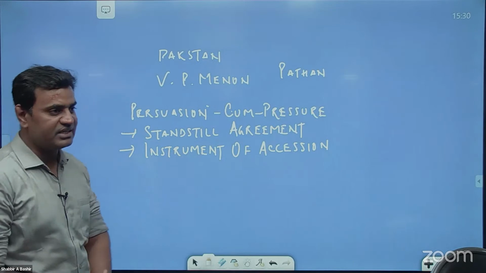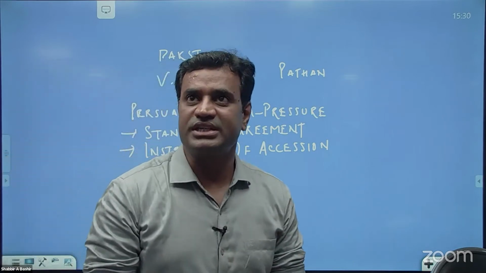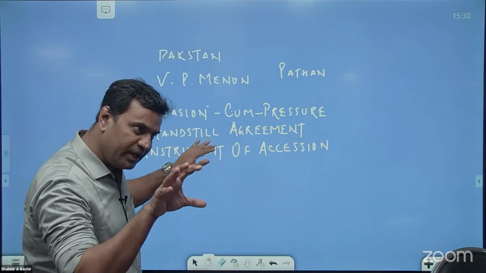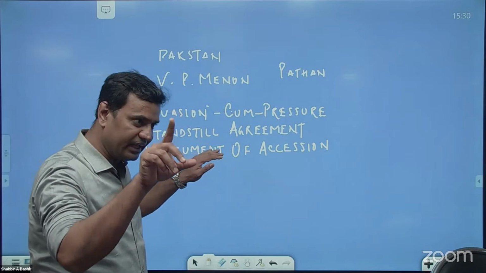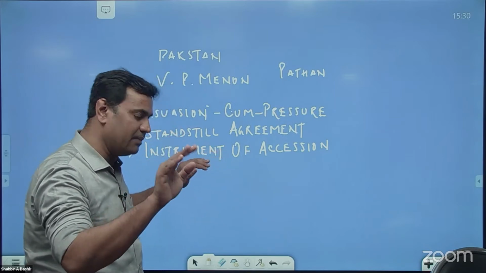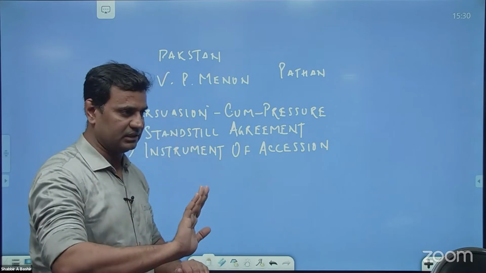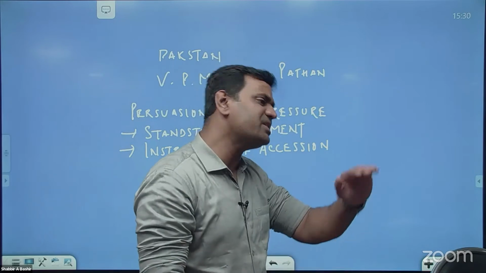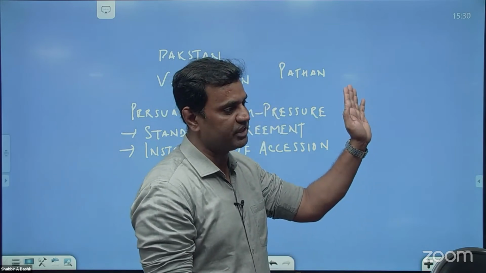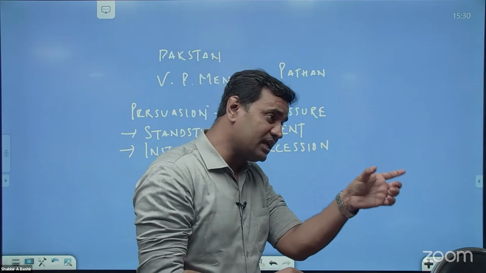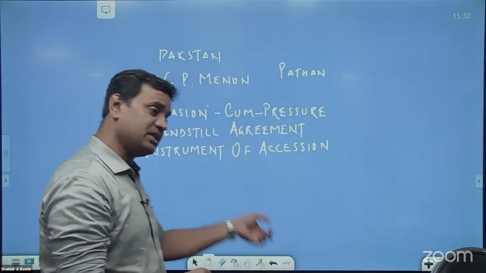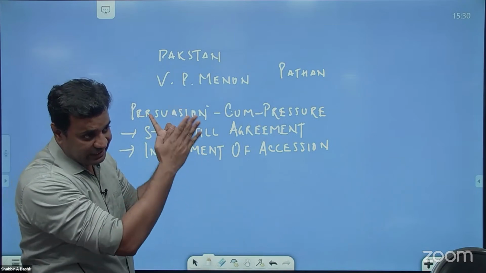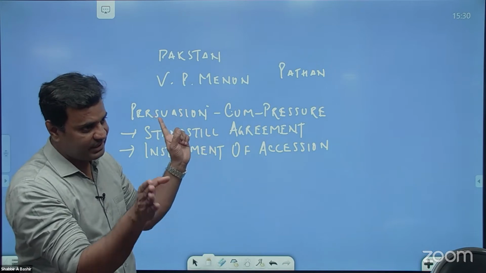A standstill agreement, instrument of accession. I'll let you know again. See, just understand. Standstill agreement means that the autonomy of that province will remain intact. At the same time, certain subjects of federal character like defense, communication, foreign affairs, may be surrendered to the party with which this agreement is being signed. This concept of standstill agreement was originally in the Government of India Act 1935 itself.